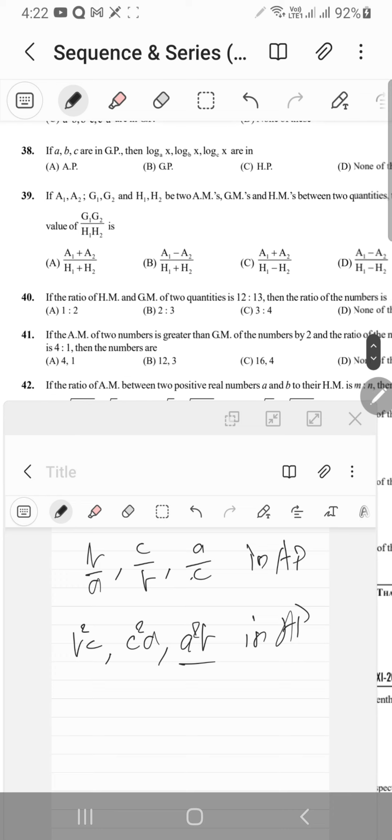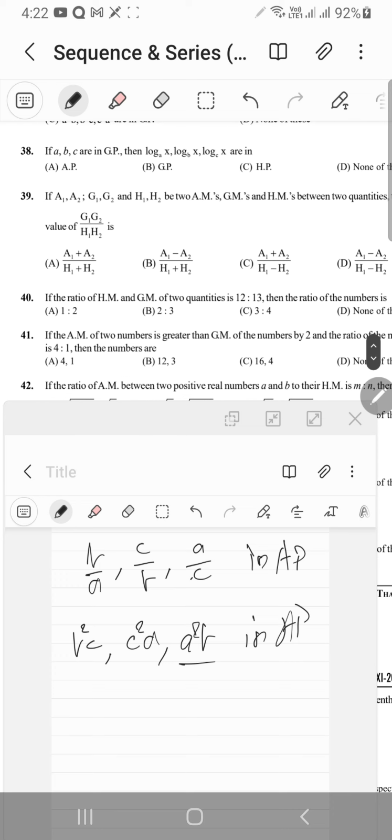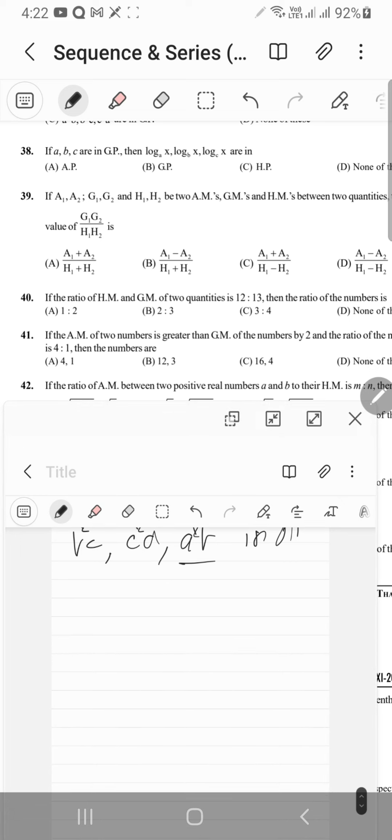Okay, next. If A, B, C are in GP, then these expressions, log base A of X and so on, are in HP. I just know because you can write this thing as 1 upon log base X of A, and A, B, C are in GP. So these things are in AP, but then the reciprocals of that are in HP.